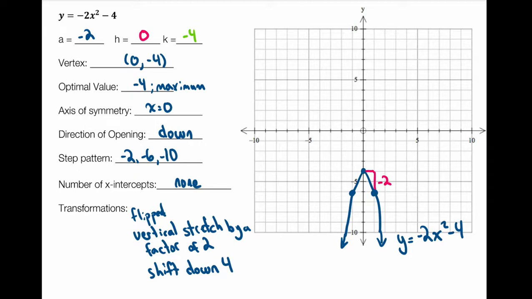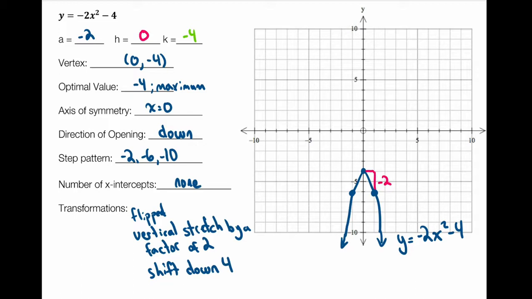Step pattern, we've dealt with an a value of 2 because it's negative. That just means our numbers or our steps are negative because we're opening down. Number of x-intercepts, again, we plotted our vertex at 0, -4, saw that it was below the x-axis, and because it opens down, we're not going to cross the x-axis at all, so we're going to have no x-intercepts. Transformations, here we flipped because we're opening down. We have a vertical stretch by a factor of 2 because our a value is greater than 1. And we've shifted down 4 because of our k value.